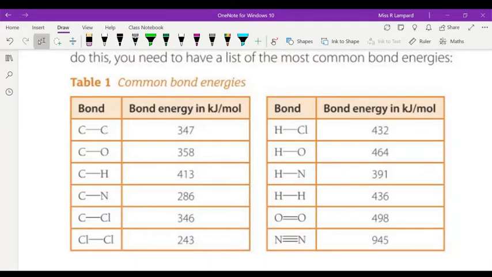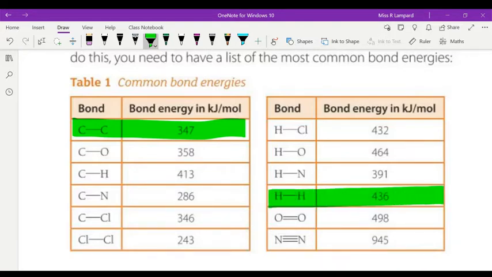So for example, a C-C bond that we were looking at above requires 347 kilojoule per mole of carbon-carbon bonds to break that bond. However, for example, a hydrogen bond, H-H, requires 436 kilojoule per mole. So we could say that the H-H bond here is stronger than the C-C bond, and that's because it requires more energy per mole to break.